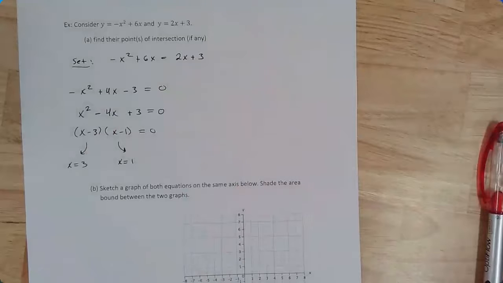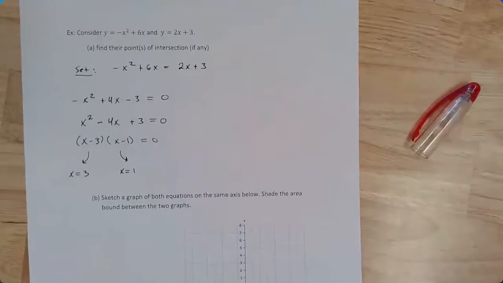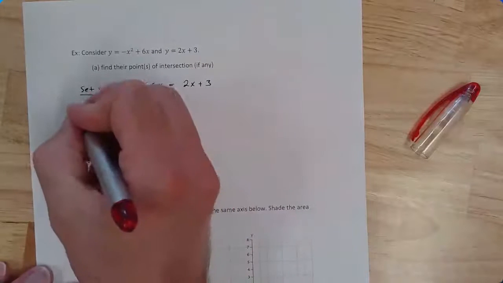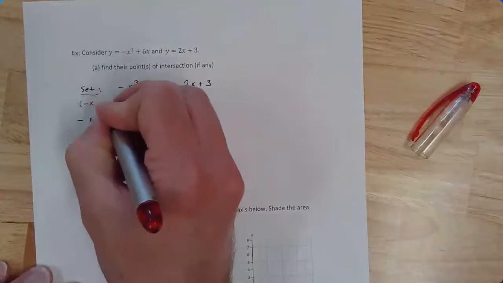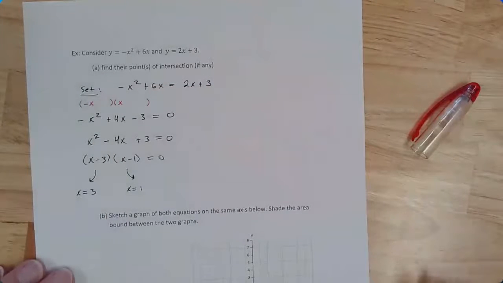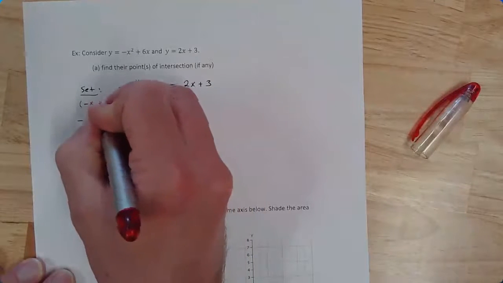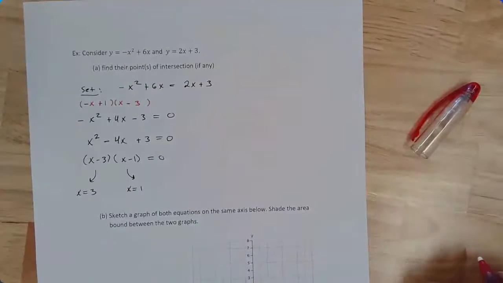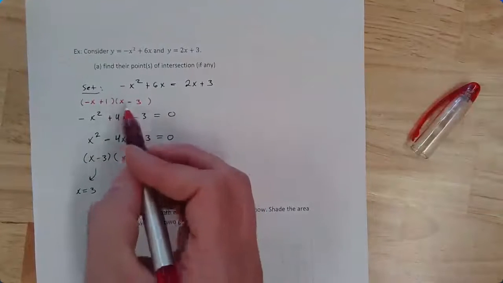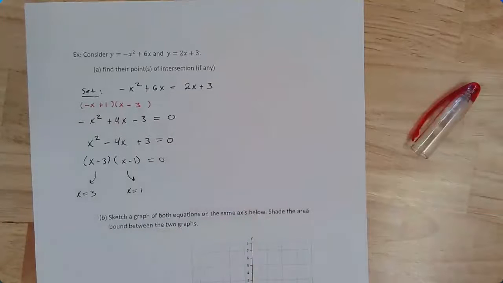I will point out that you could factor this. Again, I'm so bad at factoring with a negative in front. I could try, it'd be -x and a +x, and then I think I need a -3 here and a +1 here. I think that works out. Yeah, that works out. I wouldn't do it that way. You still get the same answers, x equal to 3 and x equal to 1, but it's just harder for me to do it that way.